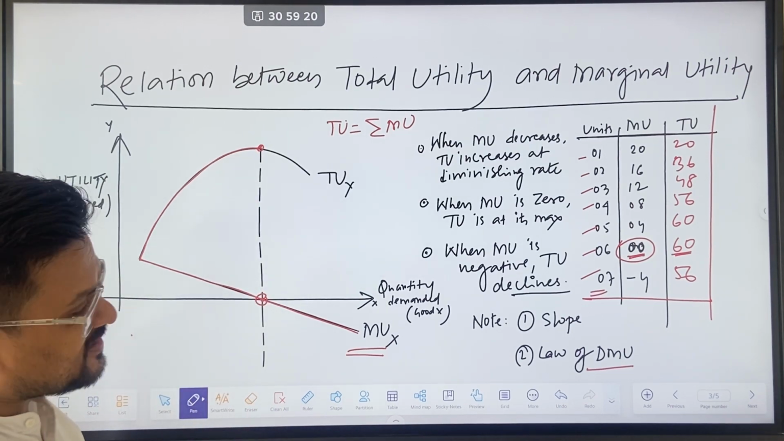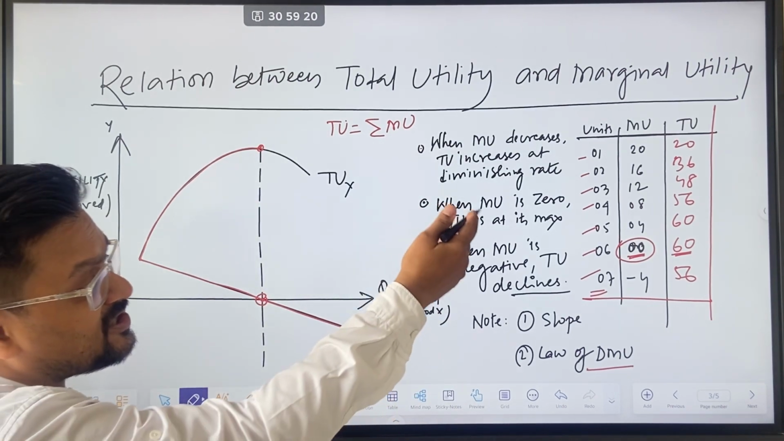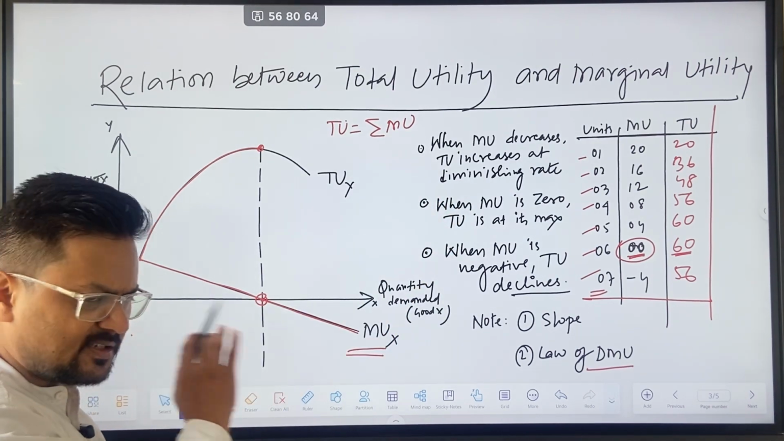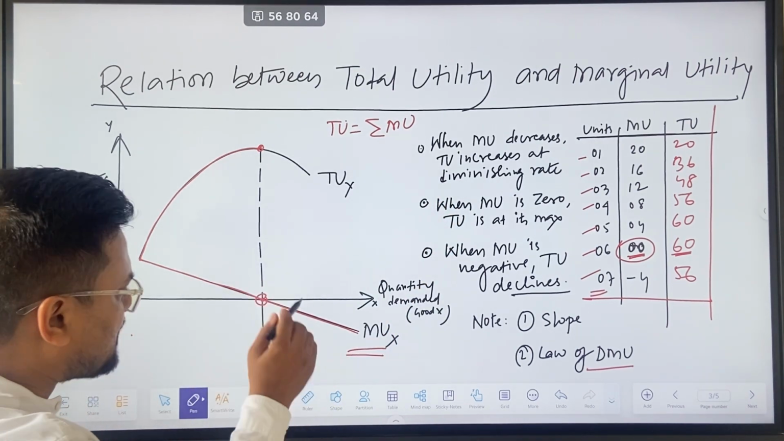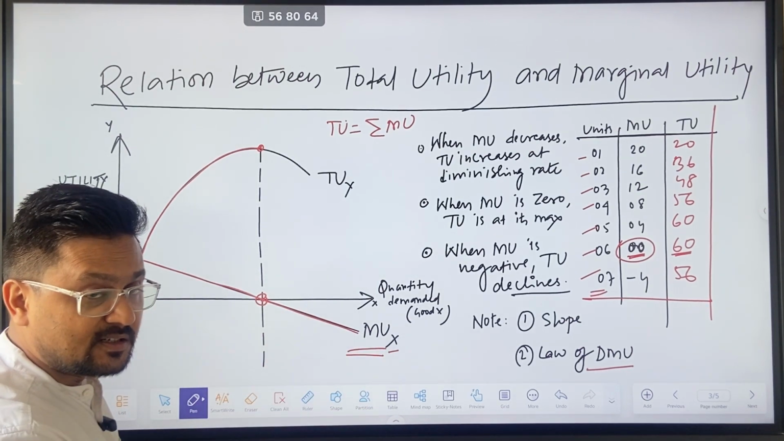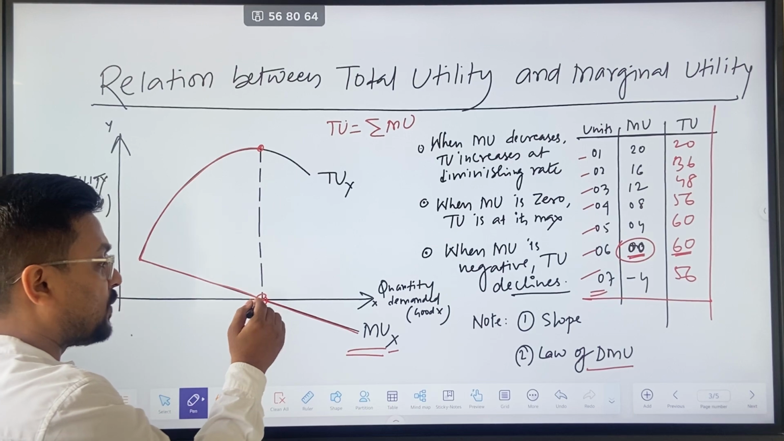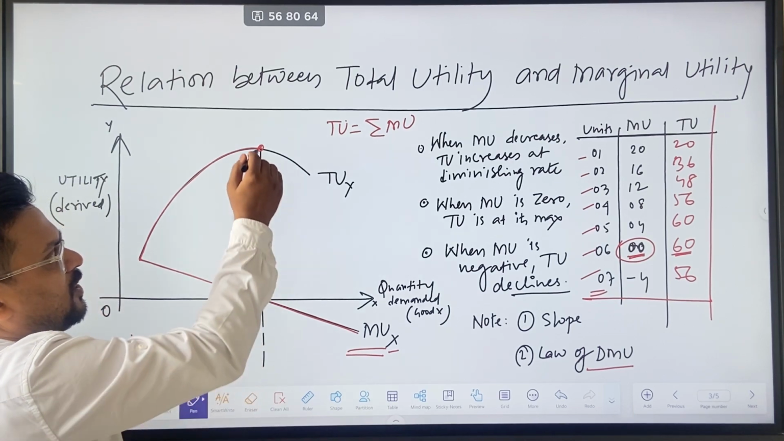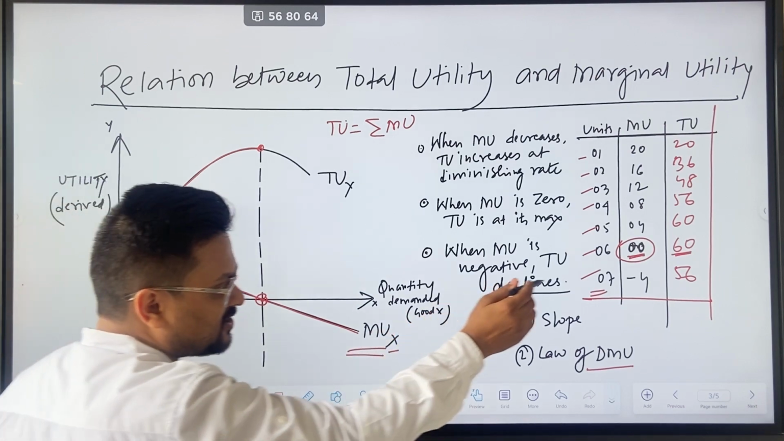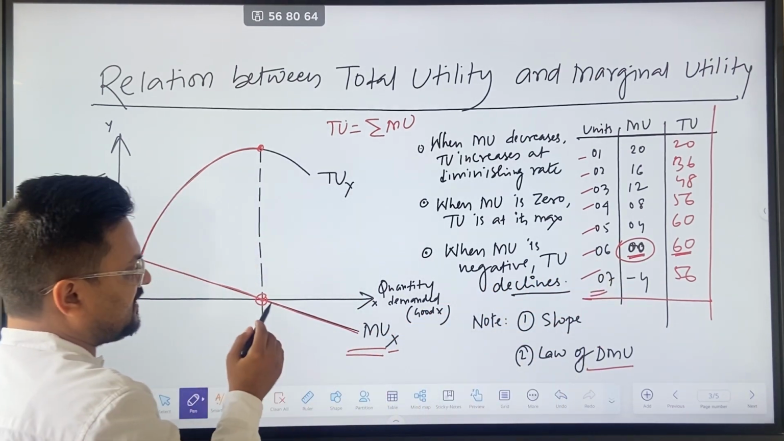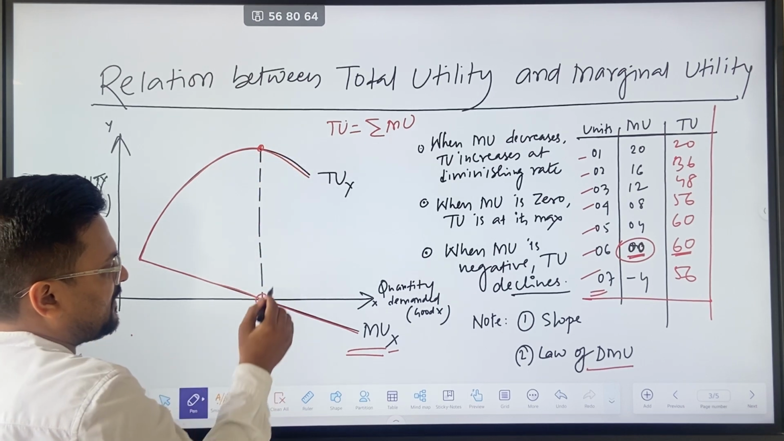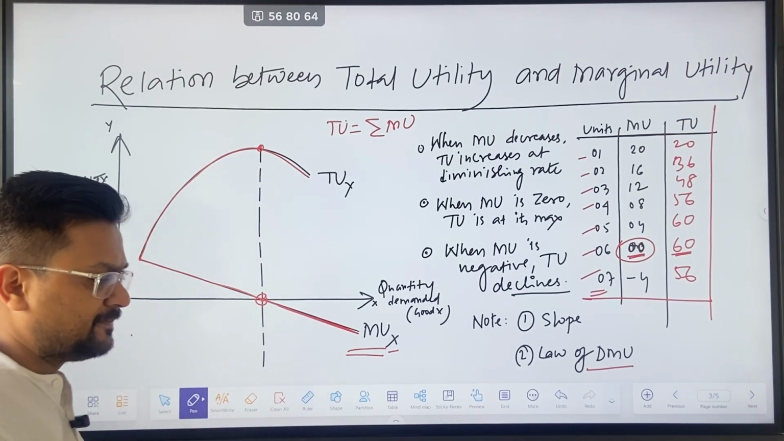Yes, it is very much possible that total utility may have achieved its maximum value even before MUx is 0. That doesn't matter. But when MUx, here X means the commodity X, is 0, no doubt total utility is maximum. Now when marginal utility is negative, you see that total utility declines. So total utility declines when marginal utility is negative.